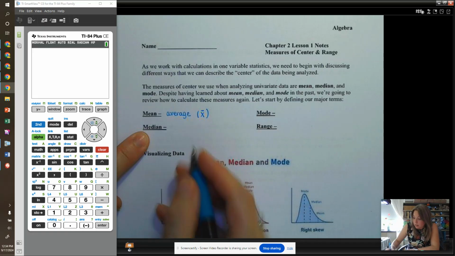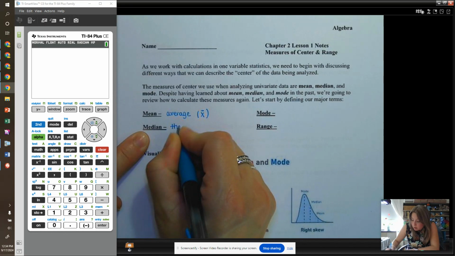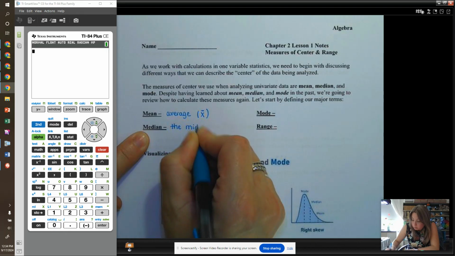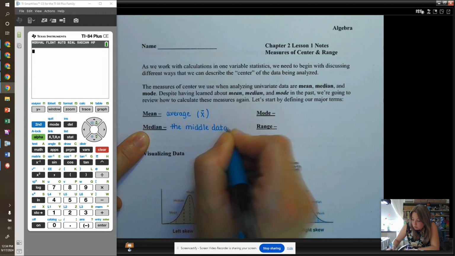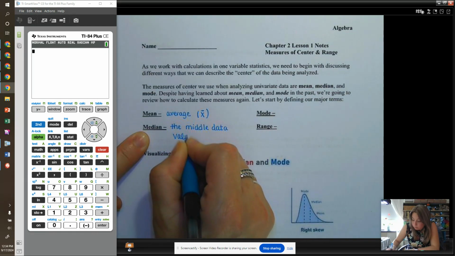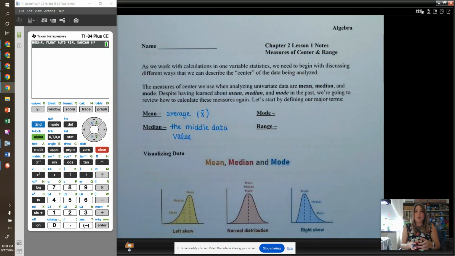The median is the middle data value. And if your set of data values is even, you would take the two middle data values, add them up, divide by 2, and find that average for the middle data value.